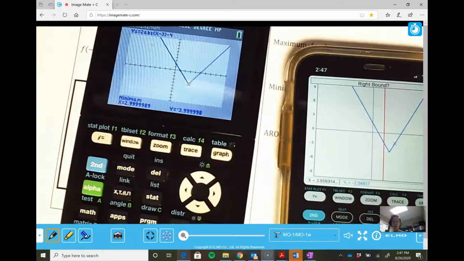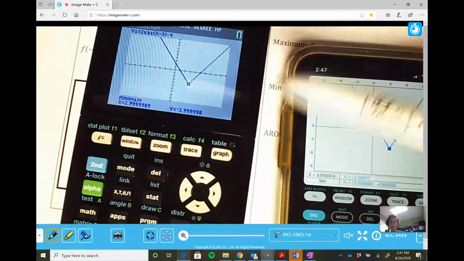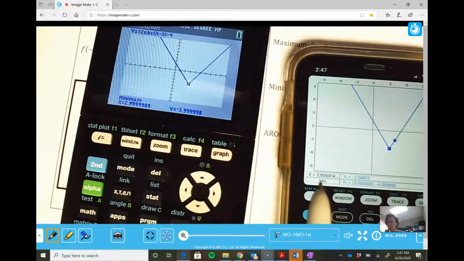And then when I'm on the right side here and I hit enter, you will not have to do it a third time because the guess won't pop up. It will just say, here's your minimum.